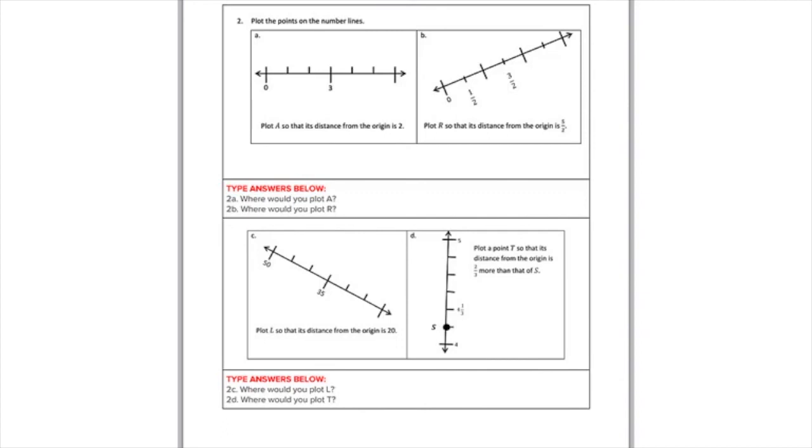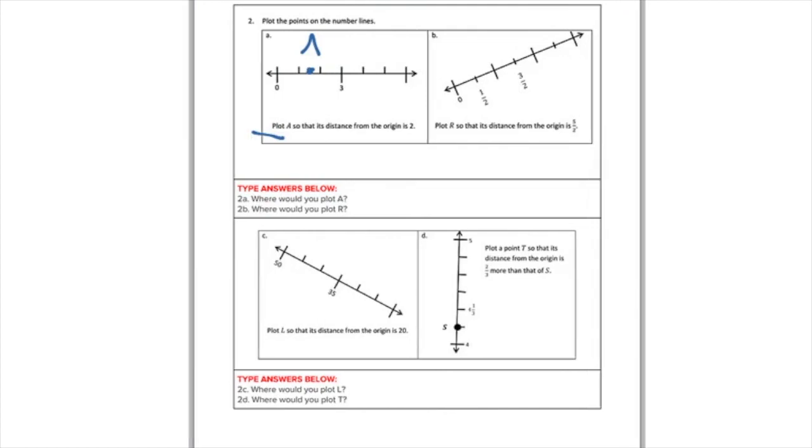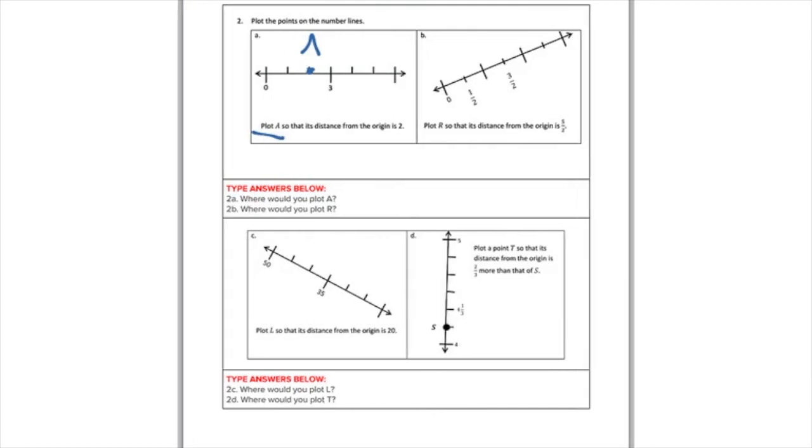For A, it says plot A, so the distance from the origin is 2. It shows you where 0 is, and it shows you where 3 is. With that information, you should be able to find out where 2 is. Go ahead and mark it. It's really important when you mark it, this is 2, this must be 2. And it says plot A, so you need to label it. Okay, you need to label that that's A.